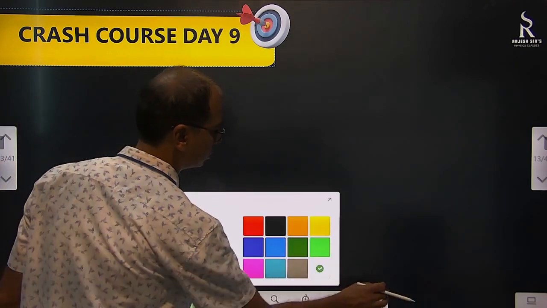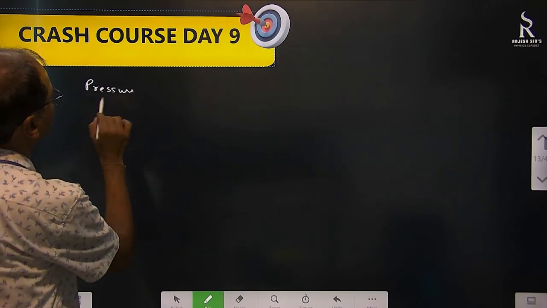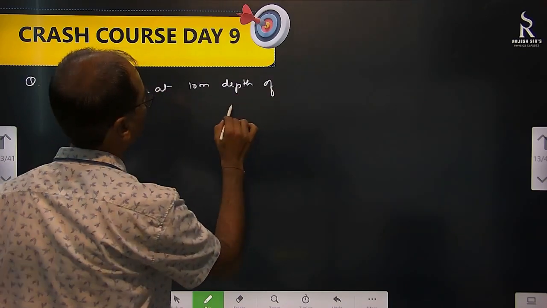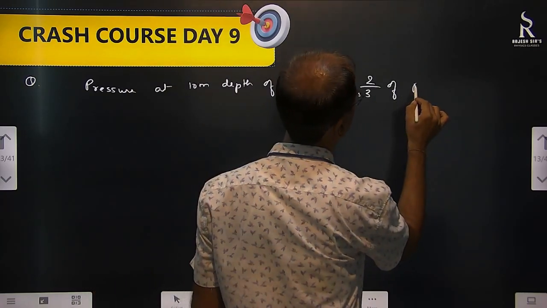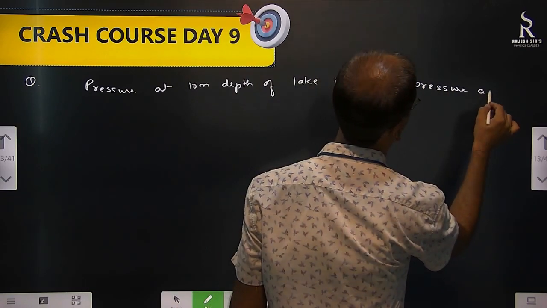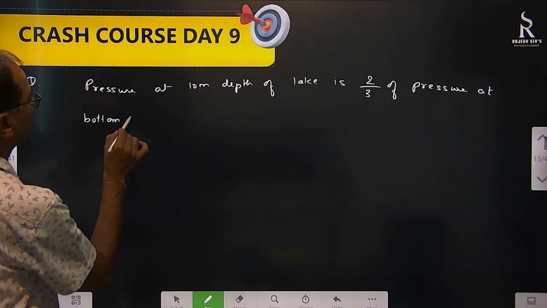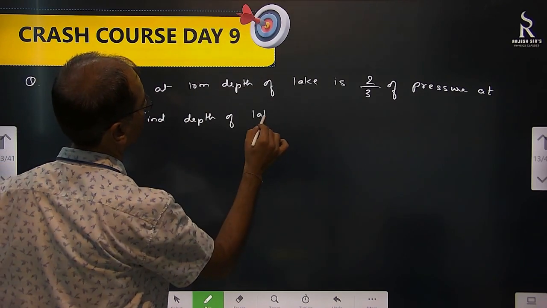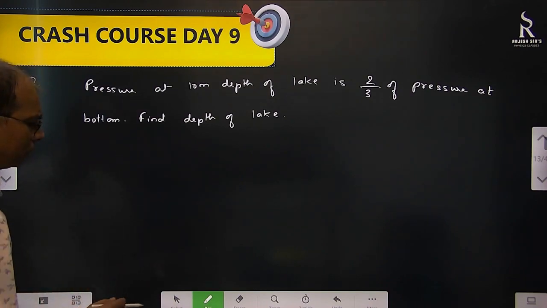Then let's frame one question. Say the pressure at 10-meter depth of a lake is 2/3 of the pressure at the bottom. Find the depth of the lake. Okay, the pressure at 10 meter is 2/3 of the pressure at the bottom. What is the depth of the lake? And we are talking about water only, so that's why I am not giving you the density.